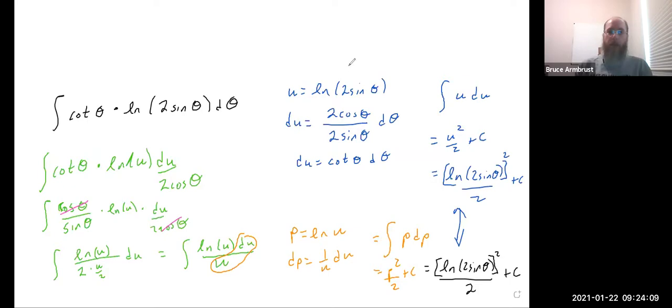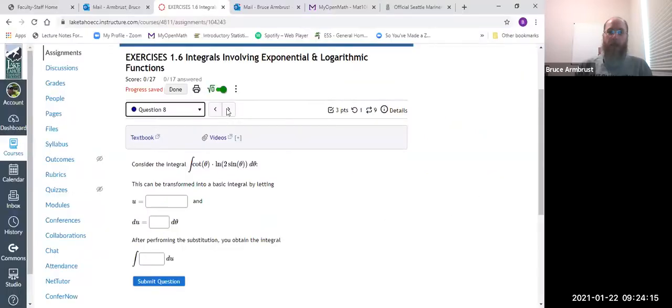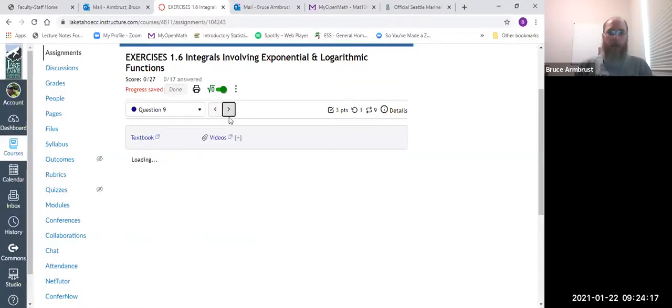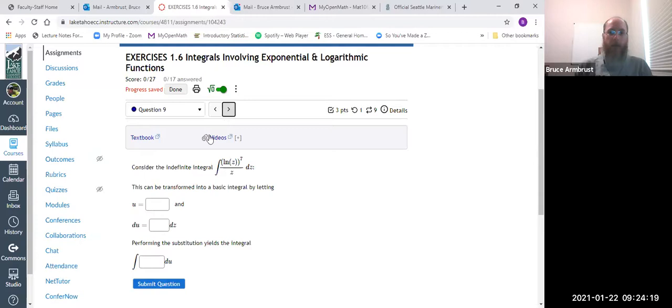All right, let's go take a look at number 9. All right, so next one here. So 9, we've got natural log of z to the 7th, dz over z. And so again, let's transform this into a basic integral. All right, so looking at this, what do you think you want your u to equal?